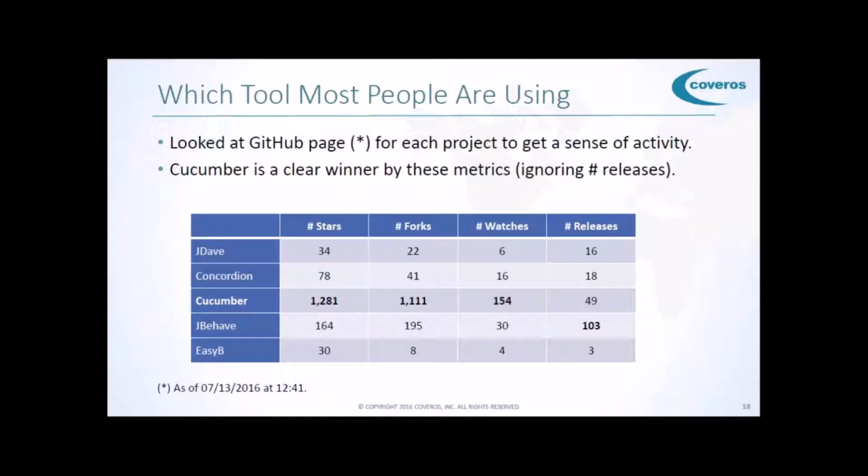But what I ended up doing was looking at the GitHub page for each project to get a sense of the activity. I looked at number of stars, forks, watches, and releases. If you look at stars, forks, and watches, Cucumber is the clear winner in terms of activity. And so I decided that Cucumber was the tool people were using.